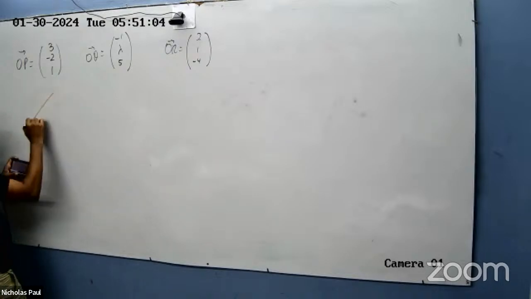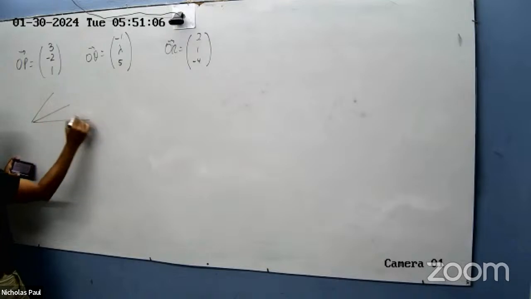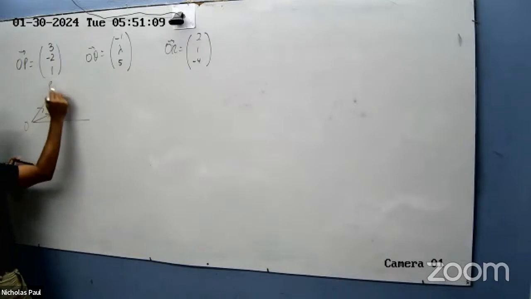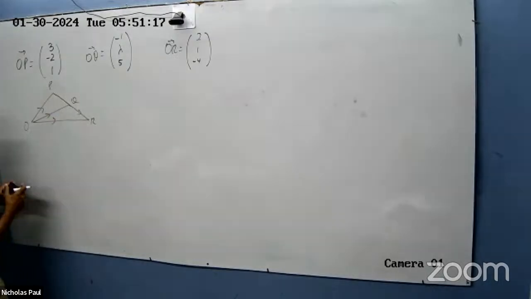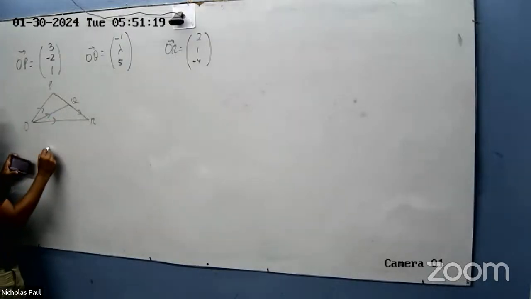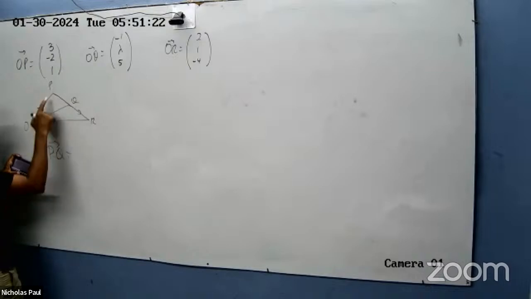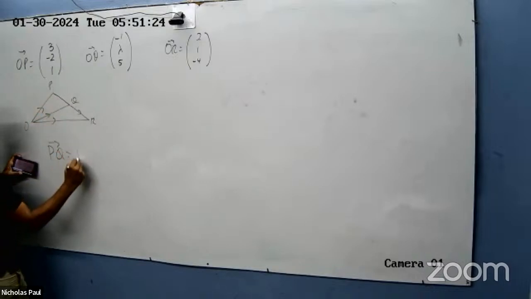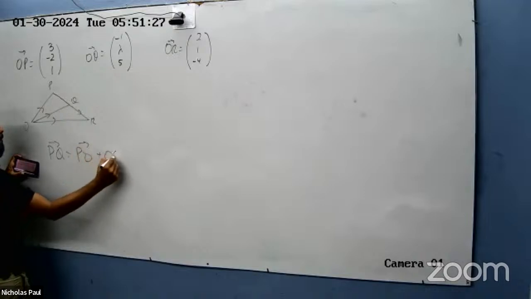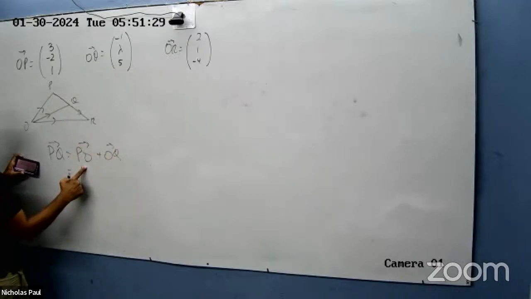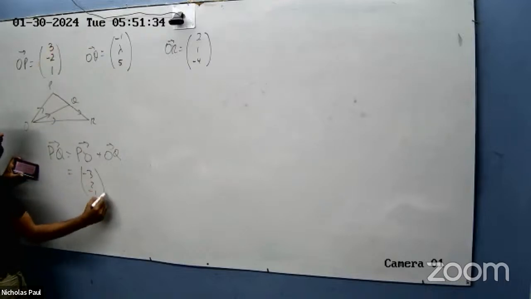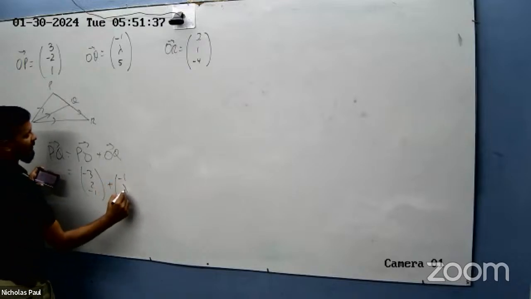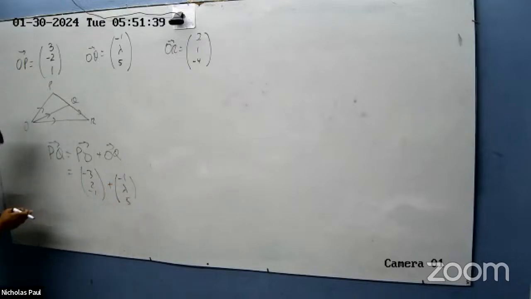If you want to set up a little diagram, it doesn't have to be perfect. Here's P, here's Q, here's R. PQ, P to Q, is P to O, O to Q. P to O is minus 3, 2, minus 1. O to Q is minus 1, lambda, 5.